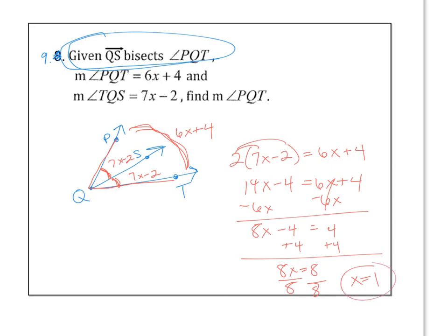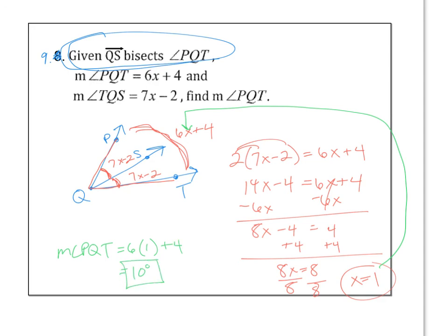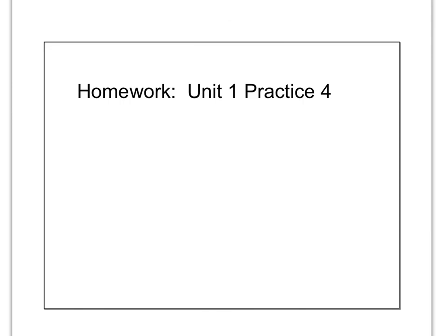We need to find the measure of angle PQT. So remember, angle PQT is the big one. So I'm going to take that 1 and plug it in right there. So the measure of angle PQT equals 6 times 1 plus 4, which is 10 degrees. Is my picture drawn to scale? No, not really, but that's okay. It doesn't matter. It helped me set up my equation and get it right, so it doesn't need to be drawn to scale. That wraps it up for 1.4.